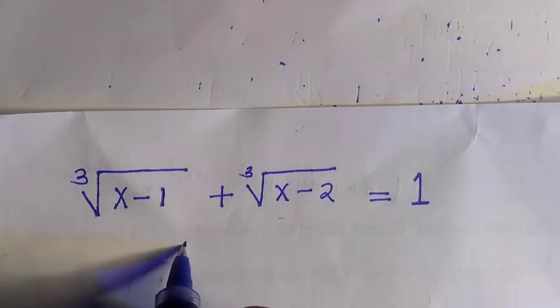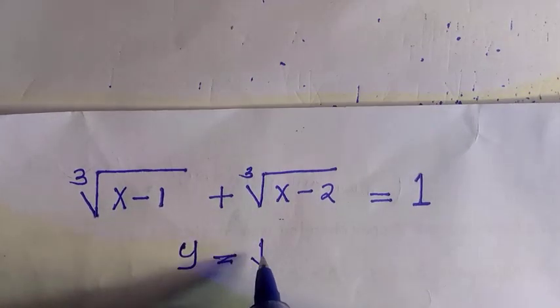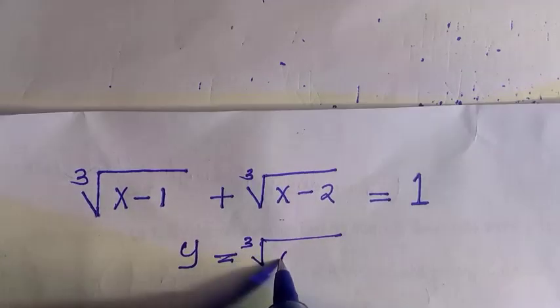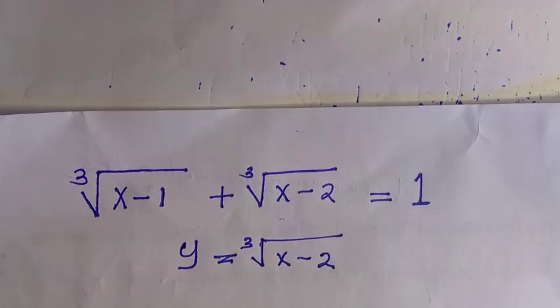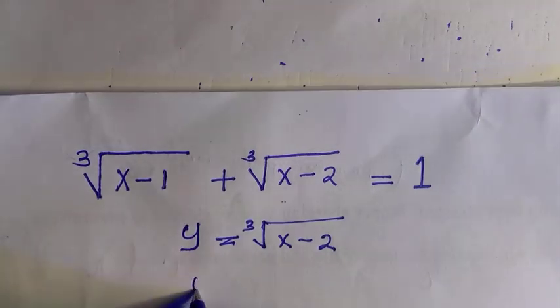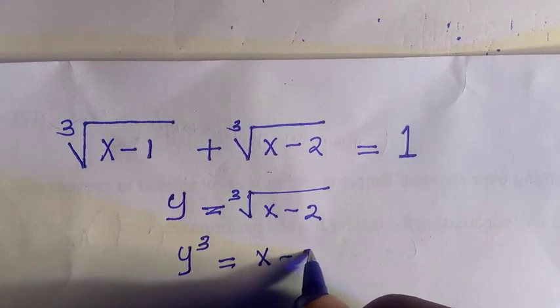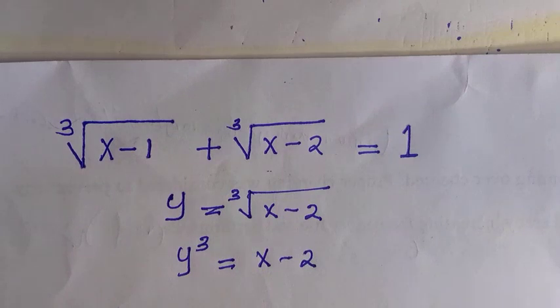So if I let y equal the cube root of x minus 2, just to make things easy. By taking the cube of both sides, we have y cubed equals x minus 2. All right.